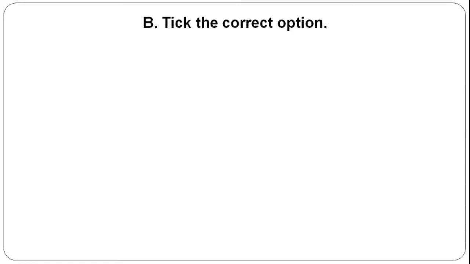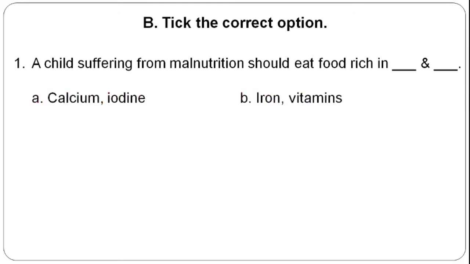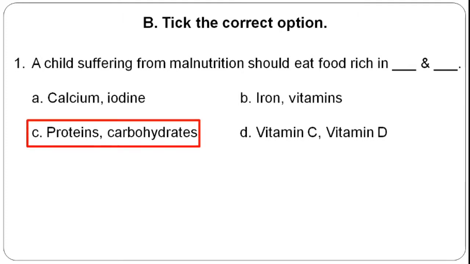Next question is, take the correct option. Here, there will be a question with 4 options. First one, a child suffering from malnutrition should eat food rich in blank and blank. A. Calcium, iodine. B. Iron, vitamins. C. Proteins, carbohydrates. D. Vitamin C, vitamin D. Well, all of us know proteins and carbohydrates.